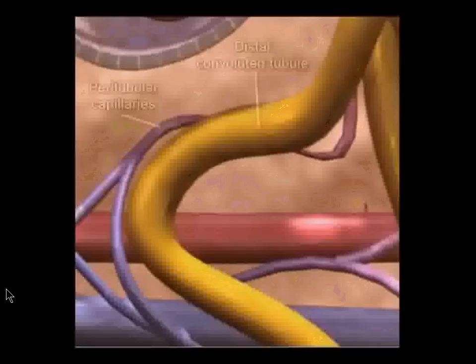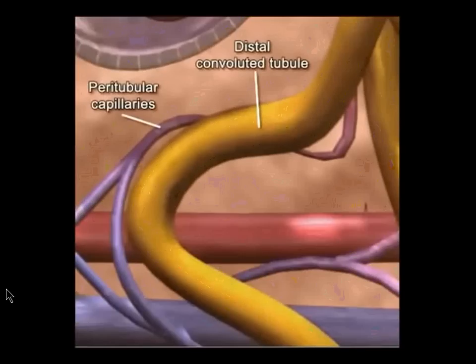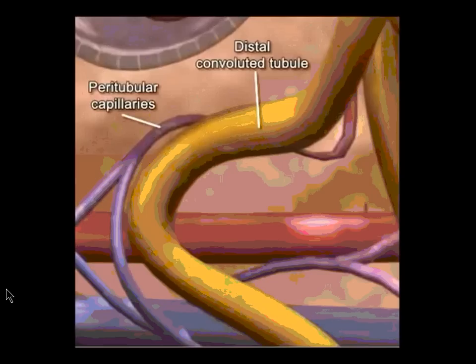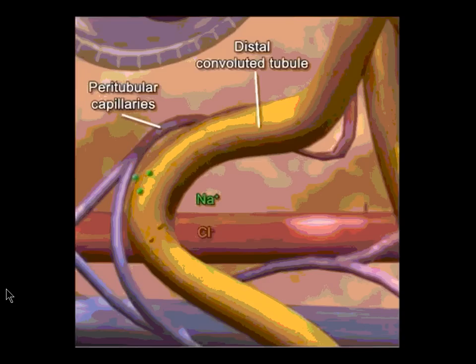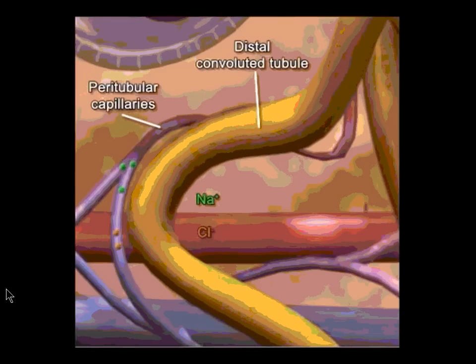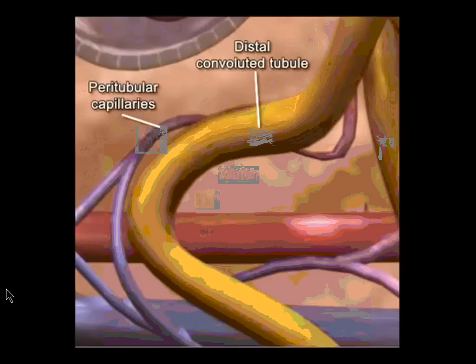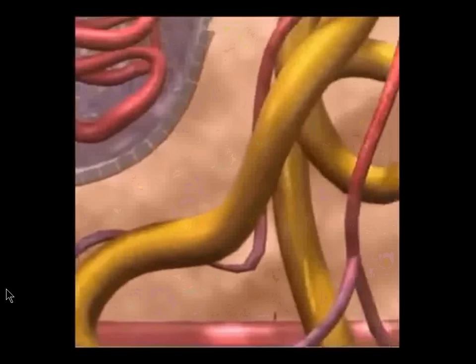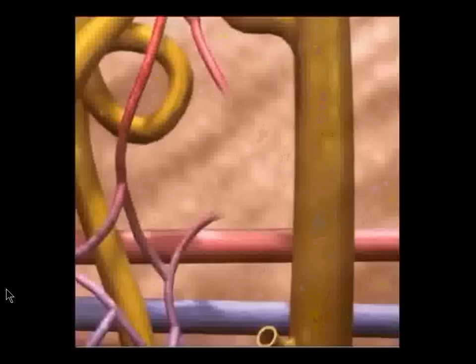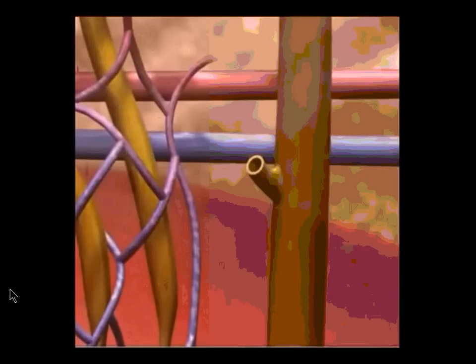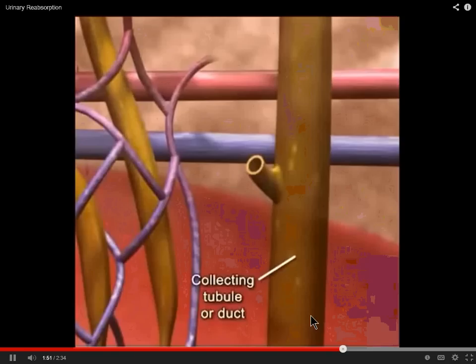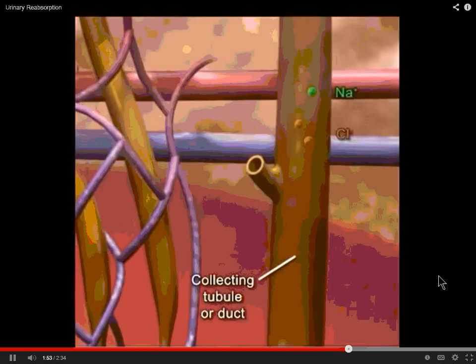Finally, in the distal convoluted tubule, it's the same thing again, but this time it is regulated by a hormone called ADH. Sodium and chloride are once again transported out of the tubule into the blood. Then water follows. In total, approximately 99% of water that leaves the blood by glomerular filtration returns to the blood by reabsorption. This leaves about 1% of filtrate to be excreted as urine.